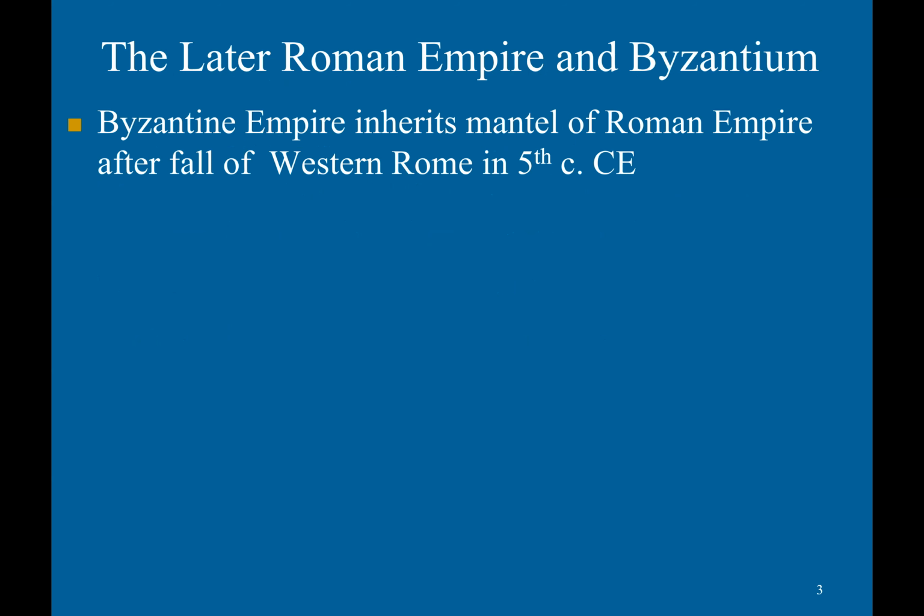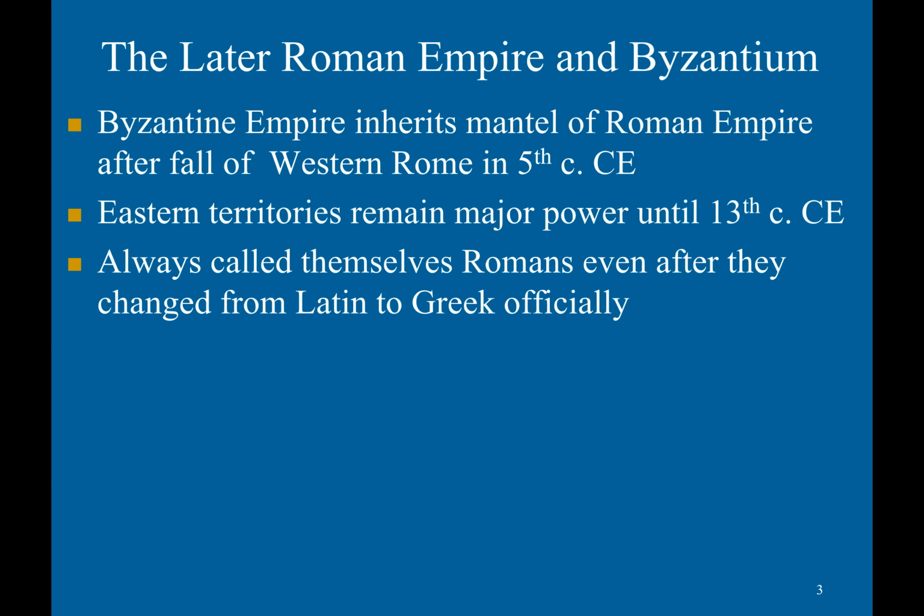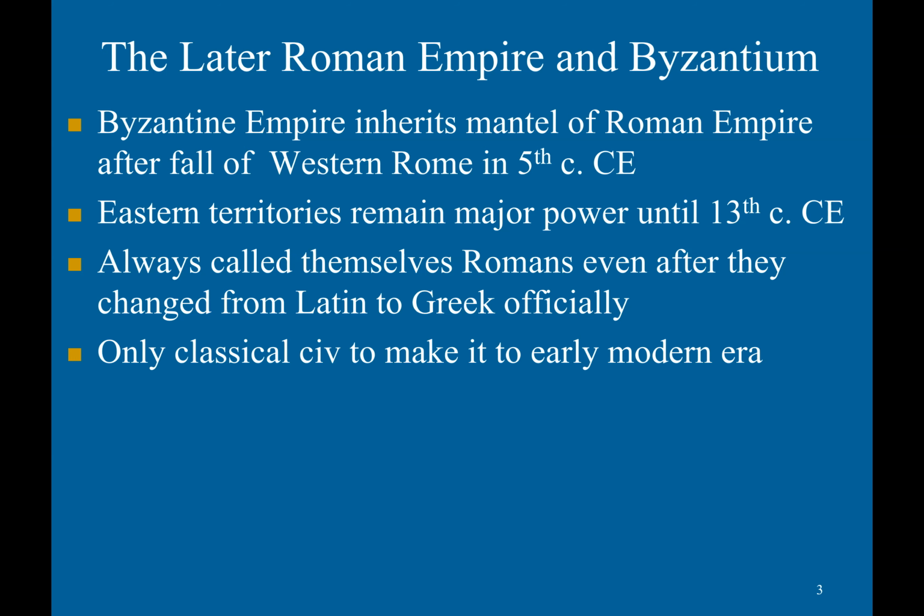This Byzantine Empire inherits the mantle of the Roman Empire after Western Rome falls in the 5th century CE. These eastern territories proved to be a major power until the 13th century CE. They always called themselves Romans, even though they officially changed their language from Latin to Greek. They were only called Byzantine by historians almost 1,000 years later. Actually, more than 1,000 years later. This society is the only classical civilization to actually make it to the early modern era.